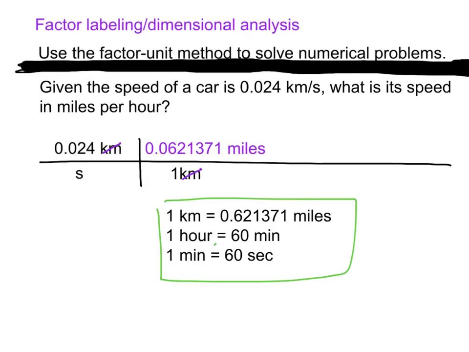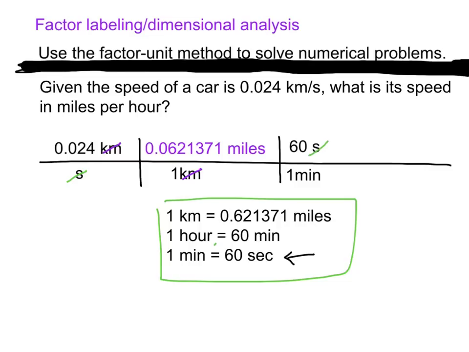Then I go about setting up my next conversion, which is to get out of seconds. Well, the only thing that has seconds is this one, so I'm going to put it up next. You'll notice that because second is on the bottom and I want to get rid of it, I put the 60 seconds on the top and 1 minute on the bottom. That way I can cancel out second with second.